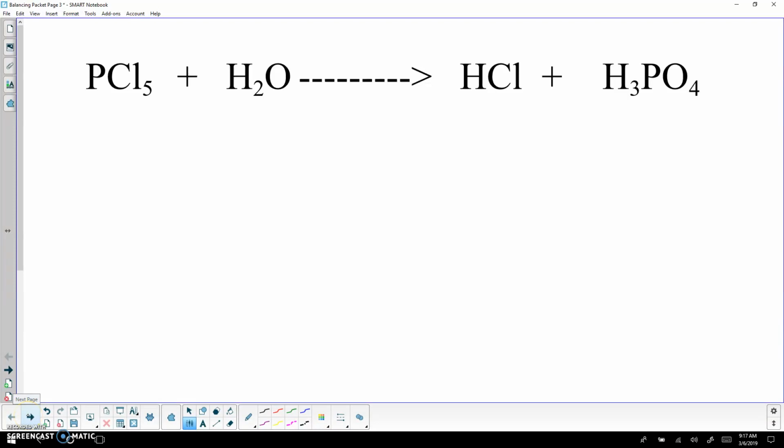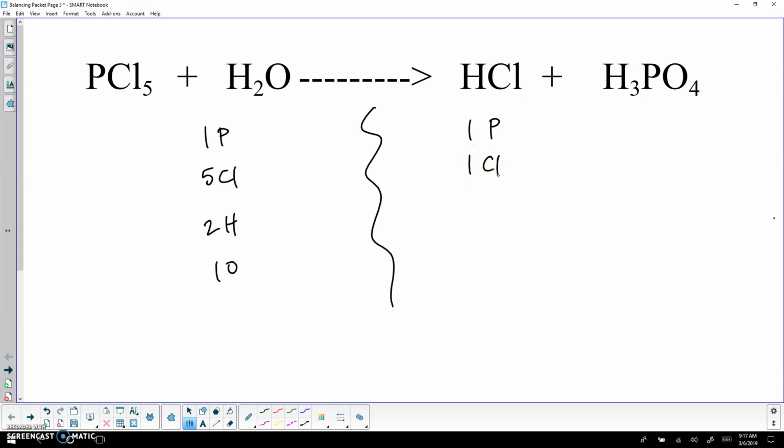All right, this is page 3 of the balancing packet. So we're starting on number 25 here. As always, I'm going to start by doing my atom inventory. I have 1 phosphorus, 5 chlorines, 2 hydrogen and 1 oxygen. On this side, I'm going to do them in the same order. 1 phosphorus, chlorine, it appears I have 1. Hydrogen, I have 1 here and 3 here, so that's a total of 4 when you add them between the 2 different compounds. And then the oxygen, it appears I have 4 as well.